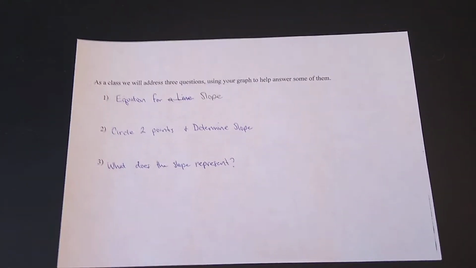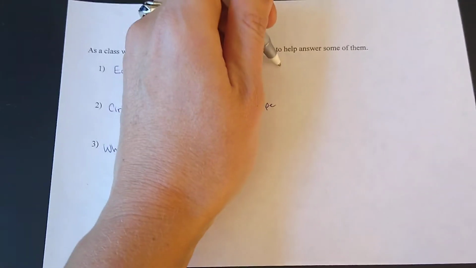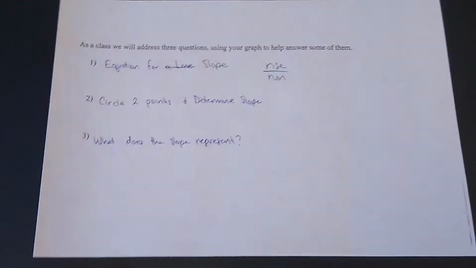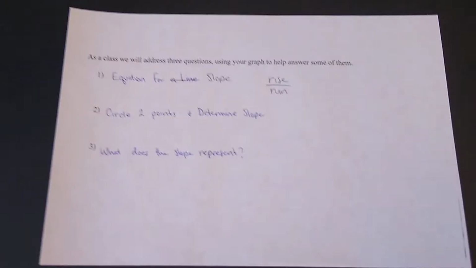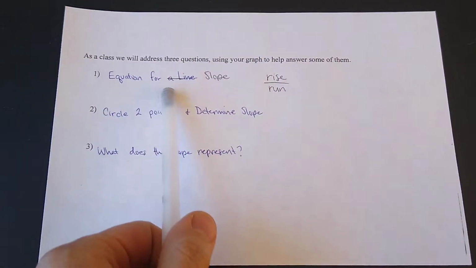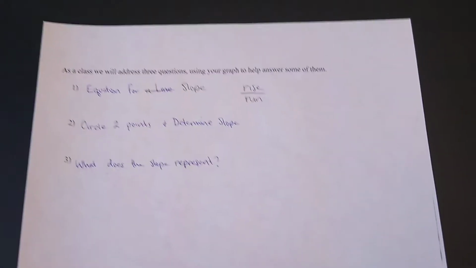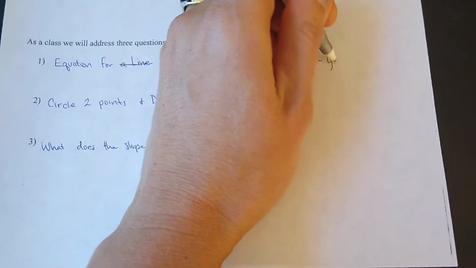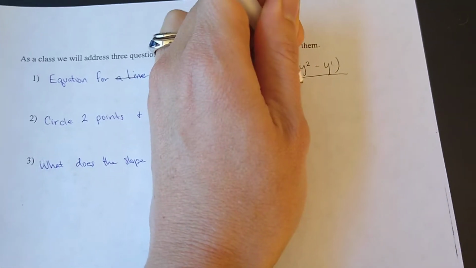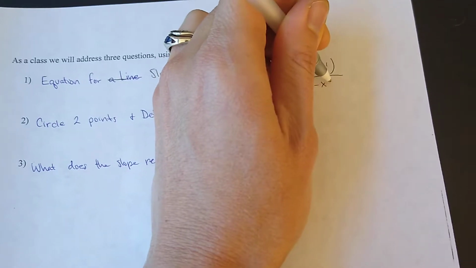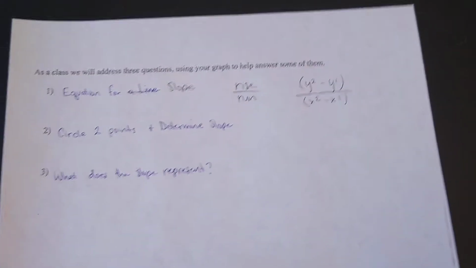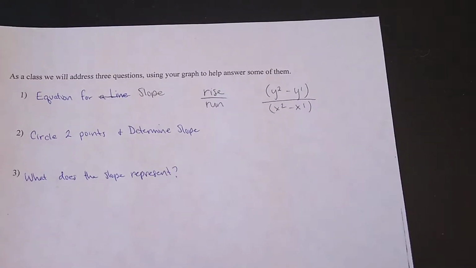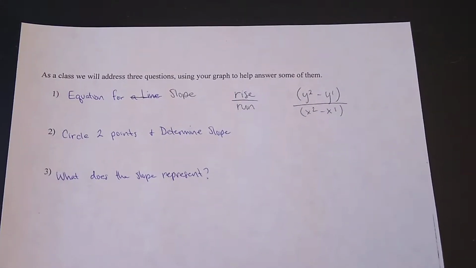All right, with the slope, if you're trying to find the slope of a line, you're going to do rise over run. Okay? So most people, when I put equation for a line, that would be y equals mx plus b. That's not what I'm looking for. I'm looking for rise over run, which also you might have seen in the past, y2 minus y1 over x2 minus x1. So you're doing your vertical change divided by your horizontal change. Okay? All right, number 2, circle 2 points and determine the slope.